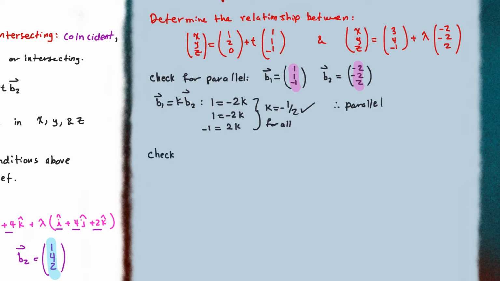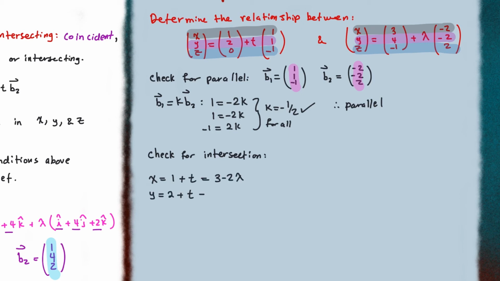Now, we have to also check to see if they intersect. If they do intersect, that means that they're coincident, they lie on top of each other. If they don't intersect, that means that they are just parallel and non-intersecting. To check for intersection, we're going to take the equations for x, y, and z from both of the lines. So x is equal to 1 plus t, which also equals 3 minus 2 lambda. Y is equal to 2 plus t, which also equals 4 minus 2 lambda. And for z, we have negative t, which is also equal to negative 1 plus 2 lambda.